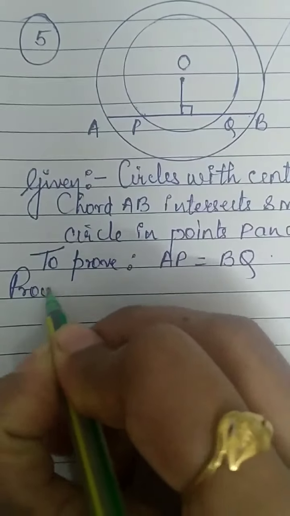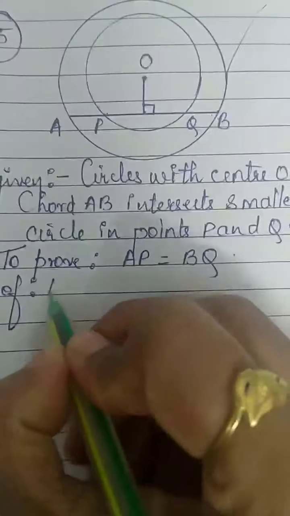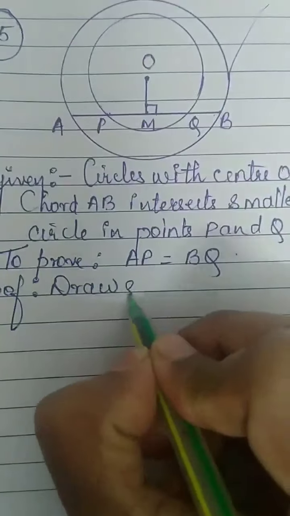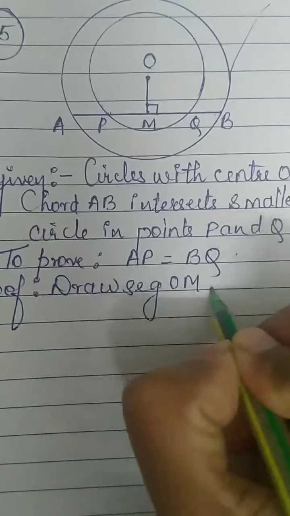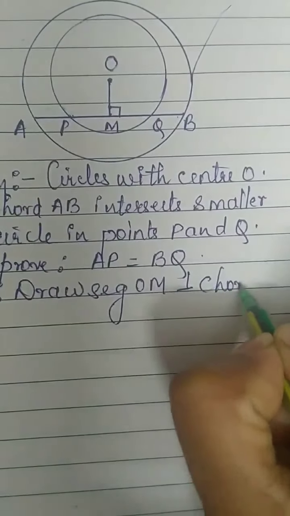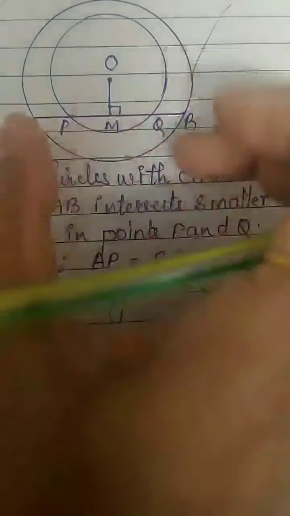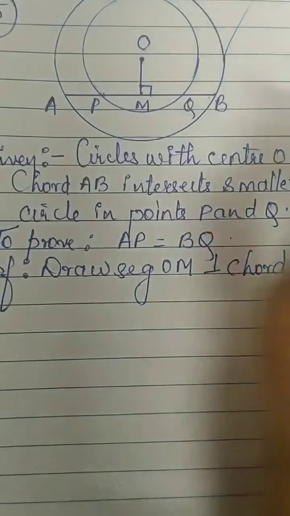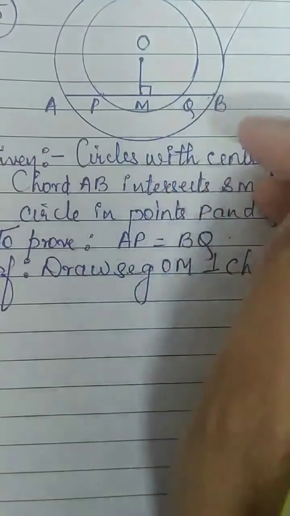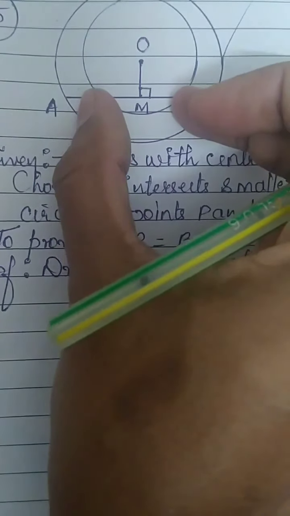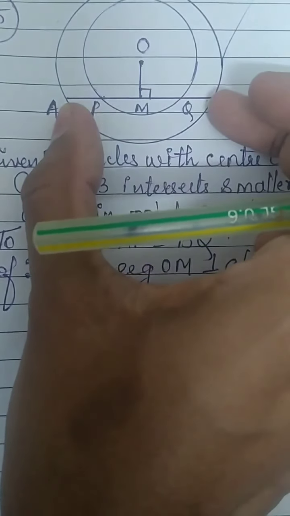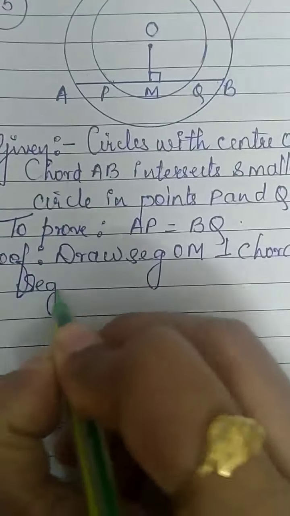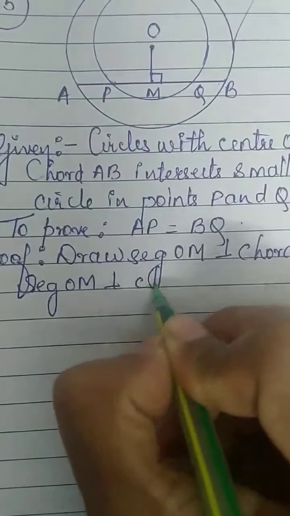We will start with proof. In the proof only you write draw. We will name this draw OM. Draw segment OM perpendicular to chord AB. Perpendicular to chord AB, the whole chord. Now let us write down, according to the property, perpendicular from the center to the chord bisects the chord. That we will write for smaller chord and for bigger chord. So you can start with smaller or bigger. I'll write segment OM perpendicular to chord PQ.